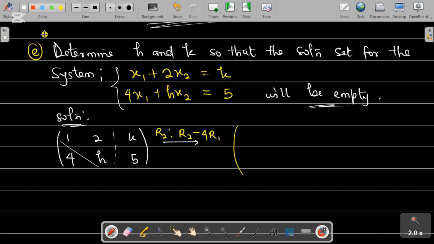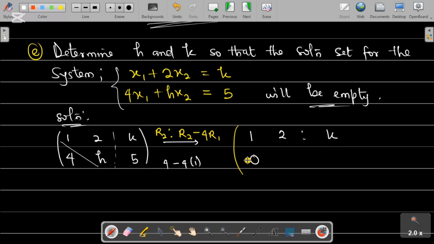The only thing is that you are going to do it for the whole of the terms in that row 2. But your row 1 will remain the same because you are not changing it. So you have K here. And then your row 2 will now be, for this term, 4 minus 4 times my row 1, there is 1.